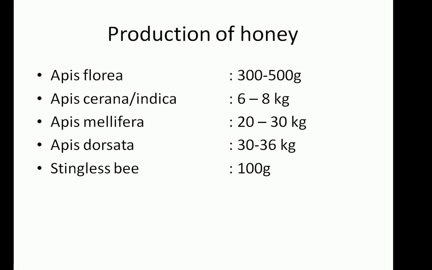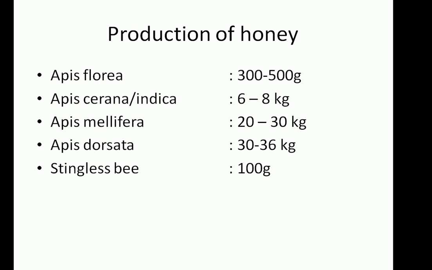This is just an overview of the whole honey production. Apis florea produces 300 to 500 grams of honey per colony. Apis cerana indica generates 6 to 8 kg of honey. Apis mellifera produces 20 to 30 kg of honey. Apis dorsata produces 30 to 36 kg of honey. And the stingless bee produces 100 grams of honey. This is just an overview of how much honey each bee produces.